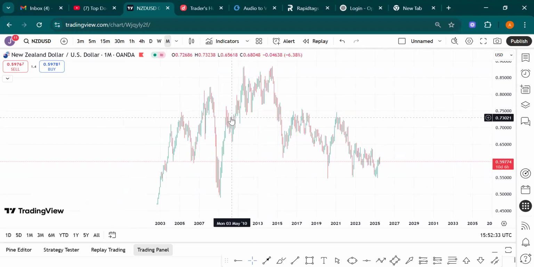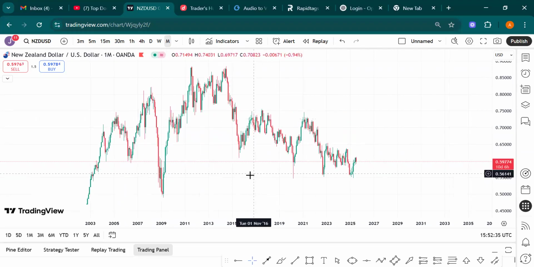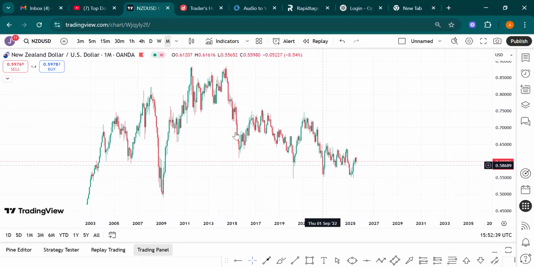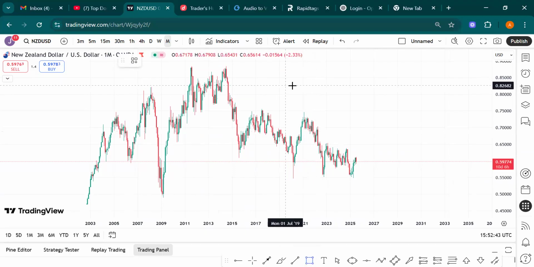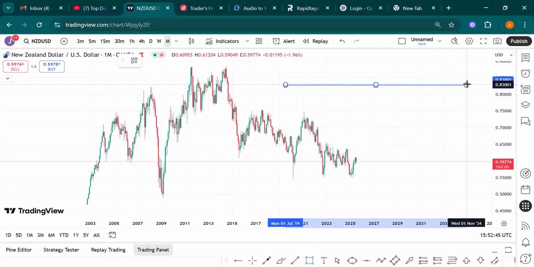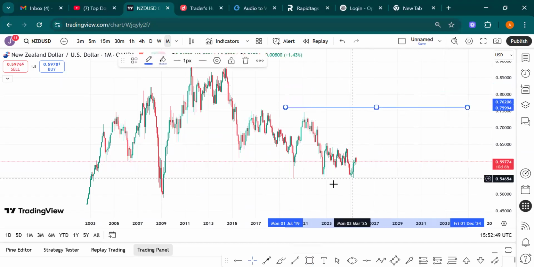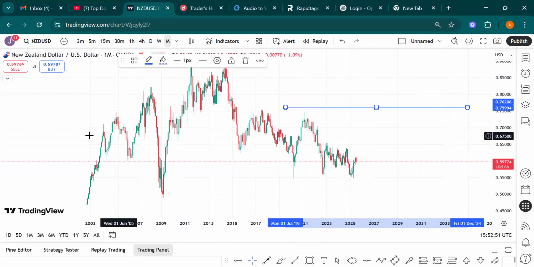So the first thing to do is to zoom in. Now, when I zoom in, I start looking out for what? Rejection points in the market. And then I map the key zone with this rectangular tool. So I can take this, look at the chart very well.